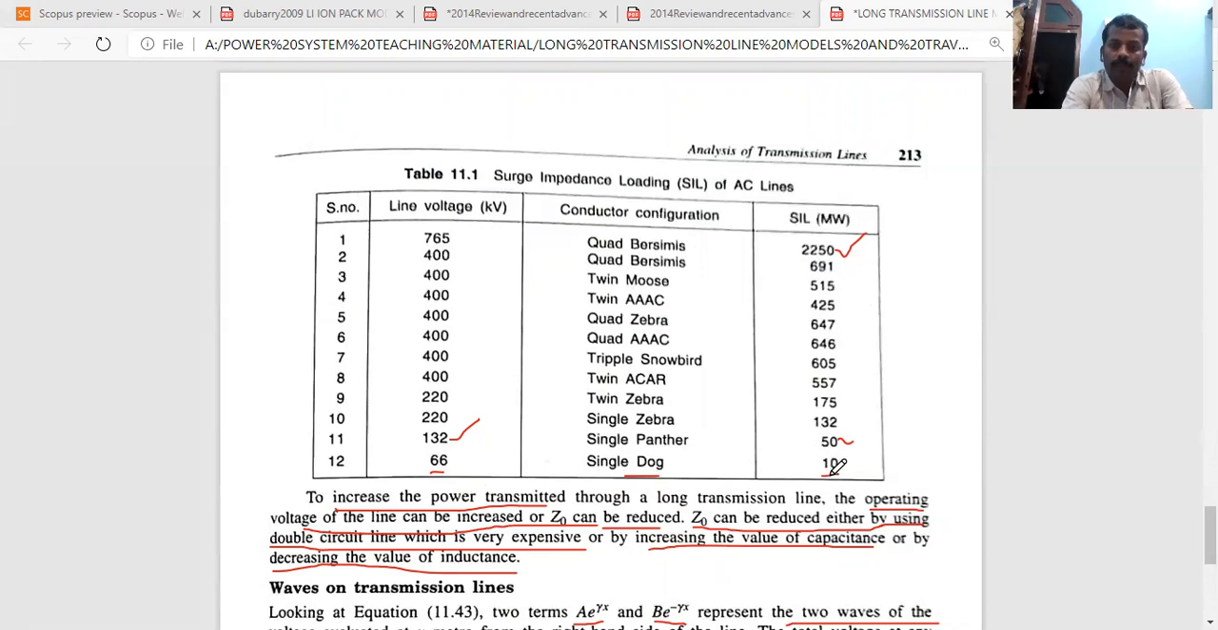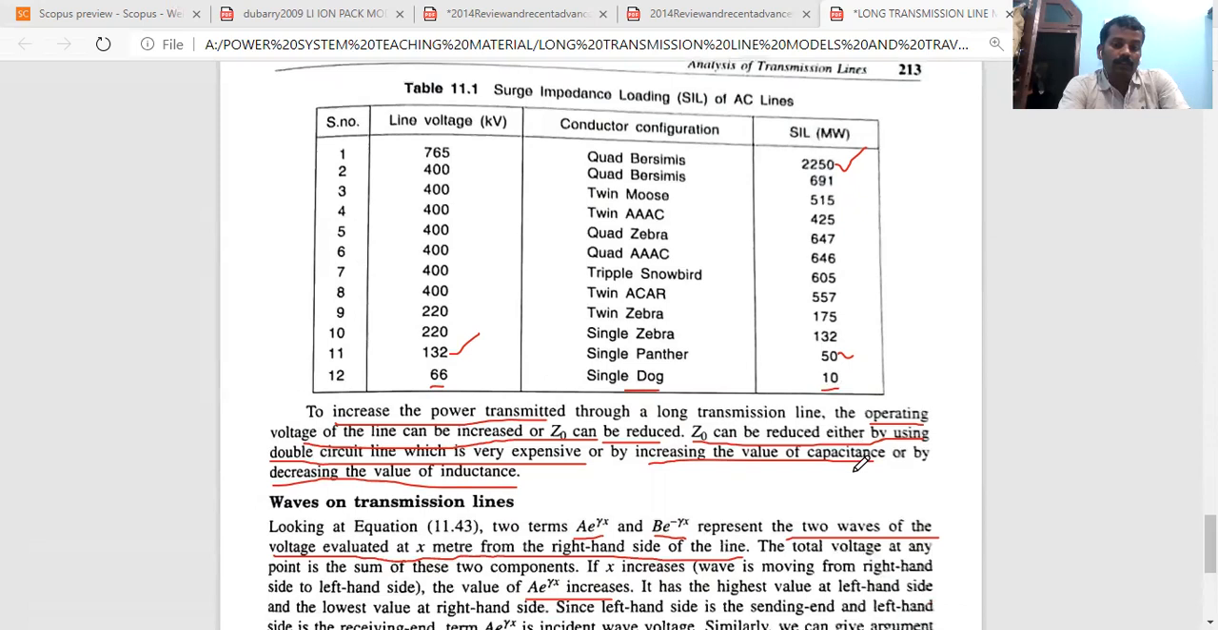What does it mean? 66 किलोवोल्ट के लिए, अगर ट्रांसमिशन लाइन का कन्फिग्रेशन सिंगल डॉग वाला कन्फिग्रेशन यूज हो रहा है, तो उसके लिए जो सर्ज इम्पिडेंस लोडिंग होगी, है ना, कितना होगा, 10 मेगावाट. इस केस में 10 मेगावाट ट्रांसमिट पावर होगा, लाइन लॉसलेस होगी, लॉसलेस राइट.